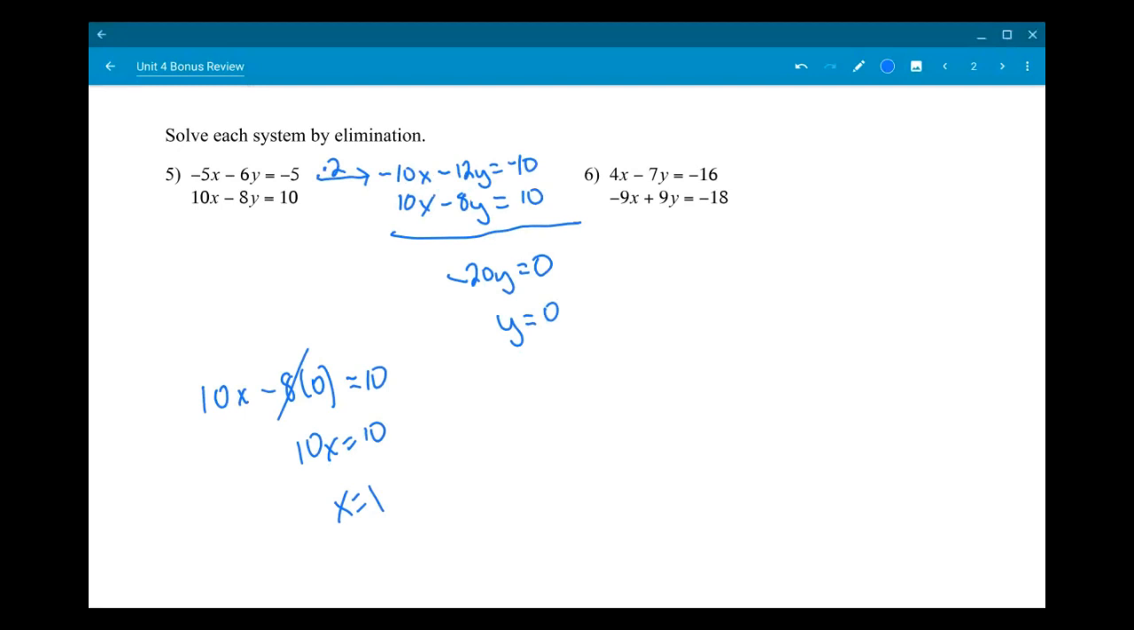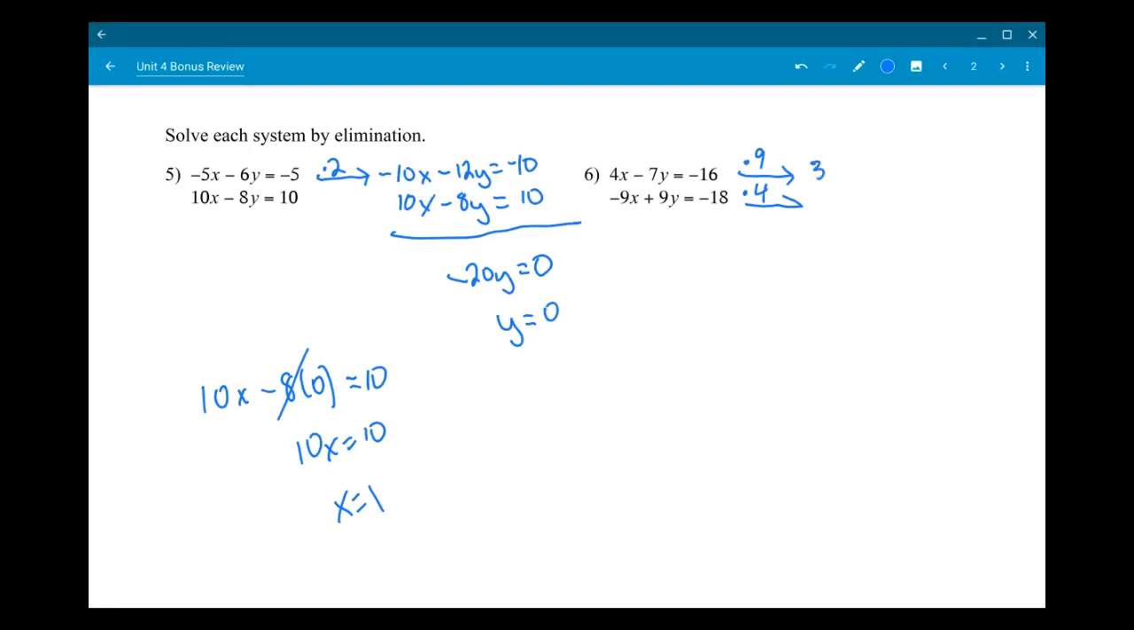Okay. For number 6, the thing that makes this a little bit more tricky is that we have to multiply both equations. Now, it doesn't matter which variable we get to be opposites. If it's me, I don't know. I'm going to go with the x's, I guess, because I don't mind multiplying by 9 or by 4. So I'm just going to go with that one.